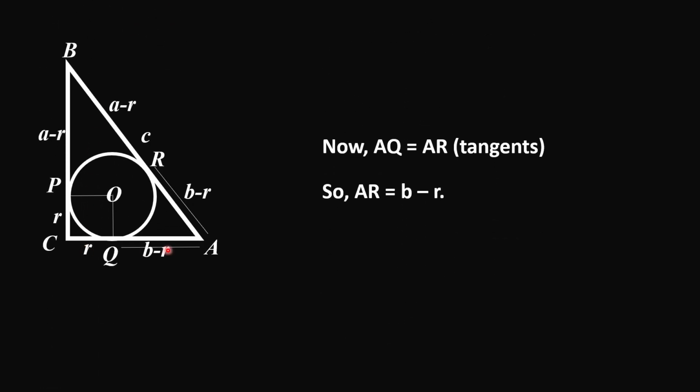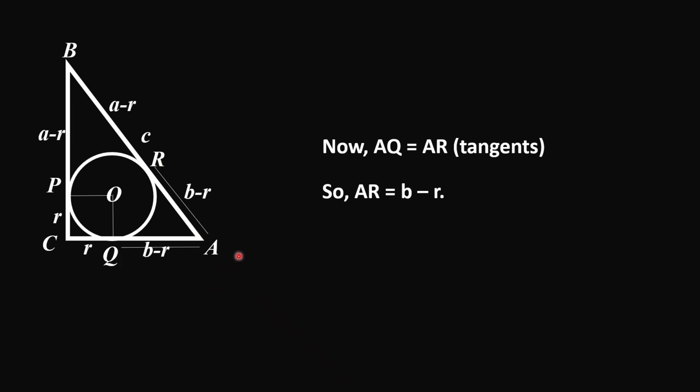And now the same logic here. See the blinking lines? From the external point A, AQ is a tangent and AR is a tangent. So tangents from the same point A should be equal. So if AQ is B minus R, then AR is also equal to B minus R.